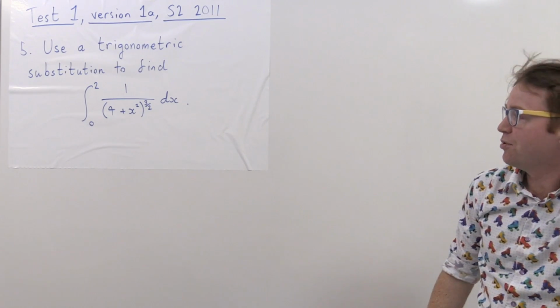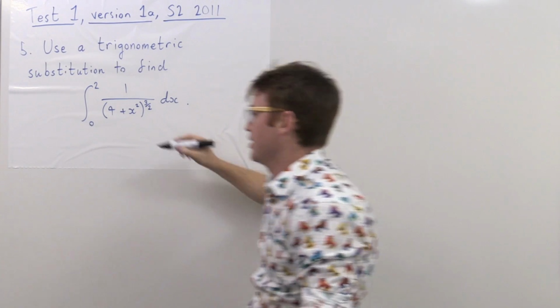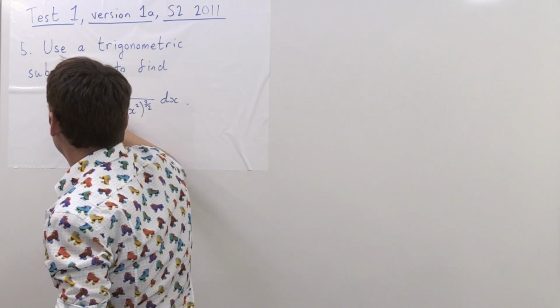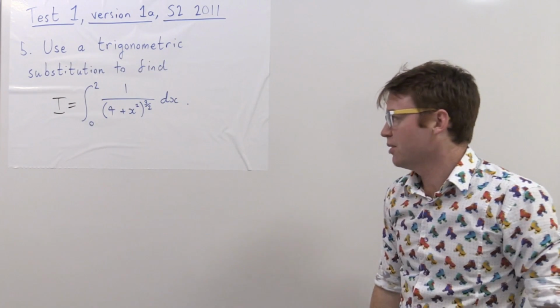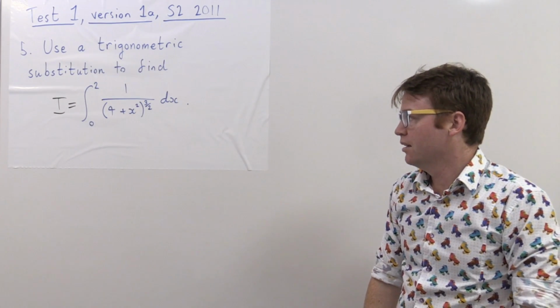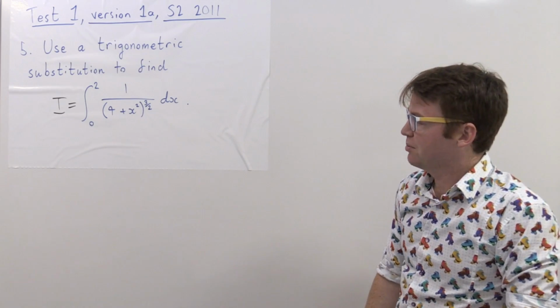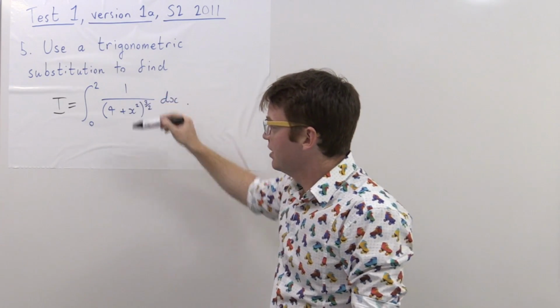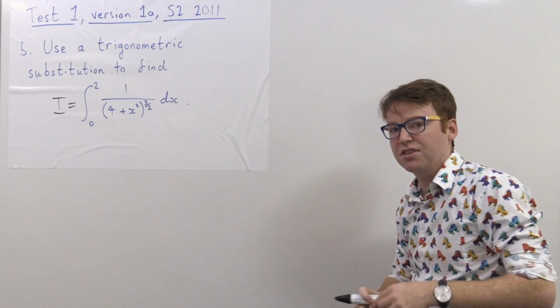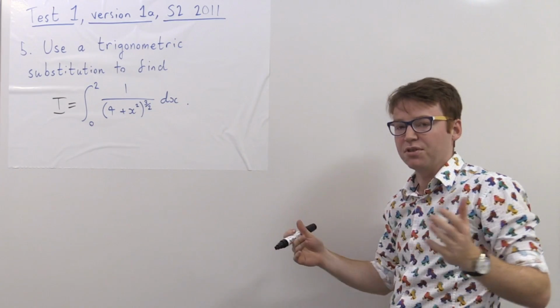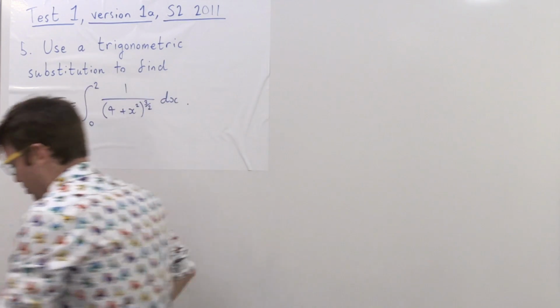Use a trig substitution to find this integral, and I like calling my integrals I. So let's call it I. Well, we need to use a trig substitution. There's a square root happening in here, so hopefully our trig substitution can get rid of that. The first question is, which trig substitution?